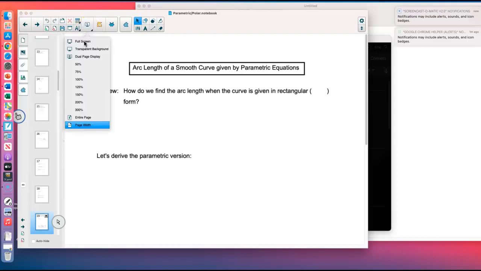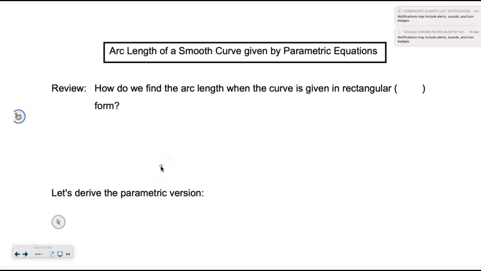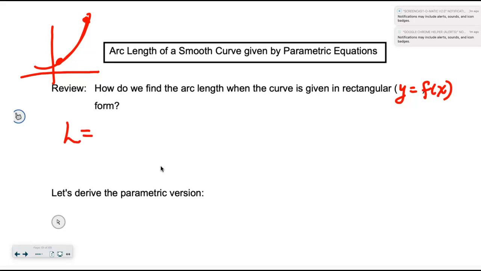So open to the page on arc length, and we're going to go back and see if you remember the formula from when we were doing it in the rectangular coordinate system. Remember, for that, y was some function of x. We already did this in, I think, our first chapter, maybe our second one. We talked about how you get the length of an arc if it's graphed, like maybe a piece of a parabola, and how you actually get that curved length. We called it L, and let's see if you remember what you do to get it.